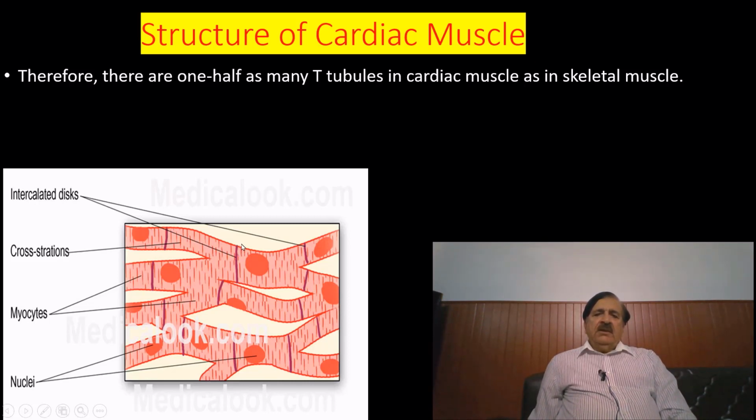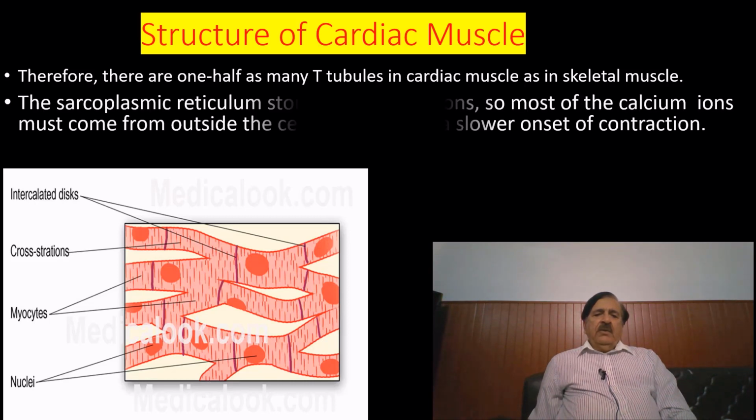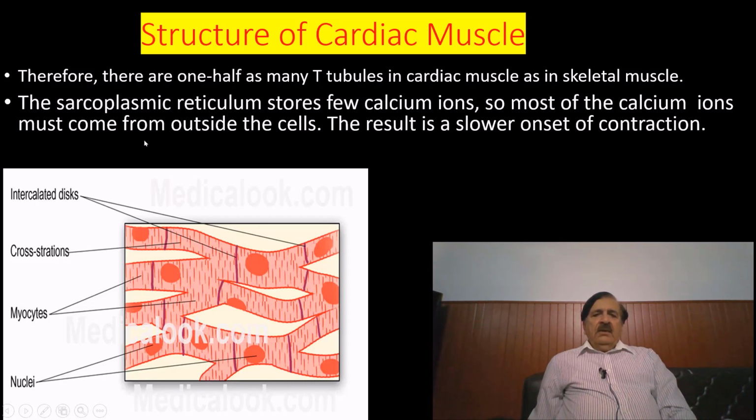The number of T tubules is less than in skeletal muscle by half, because in cardiac muscle T tubules are present at Z lines, and in skeletal muscle the T tubules are present at the level of I and A bands. The sarcoplasmic reticulum stores few calcium ions, so most of the calcium ions must come from outside the cell. The result is a slower onset of contraction.